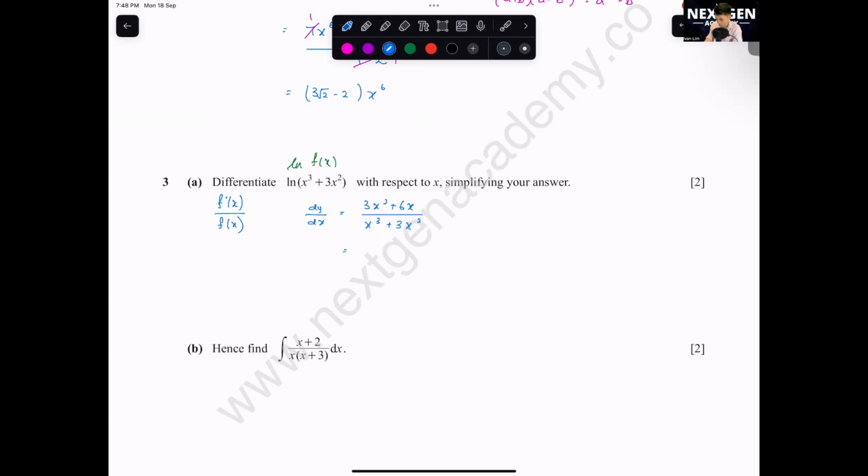We factorize first. 3x(x plus 2) over x squared(x plus 3). This one can cancel off. Then you end up with 3(x plus 2) over (x plus 3).